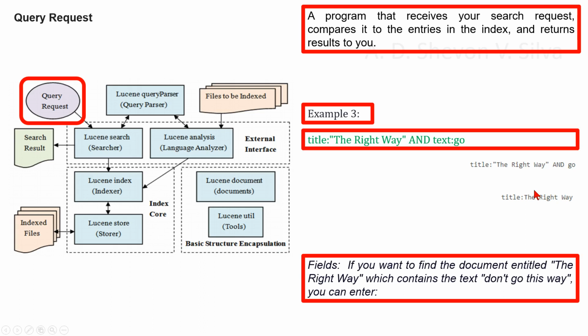Note the field is only valid for the term that it directly precedes. So the query title the right way will only find the in the title field. It will find right and way in the default field, in this case the text field.